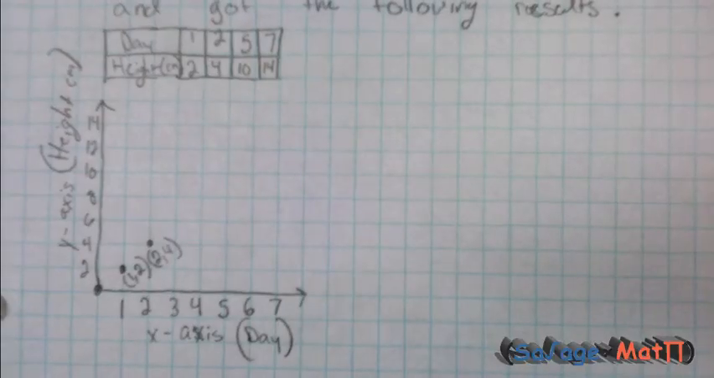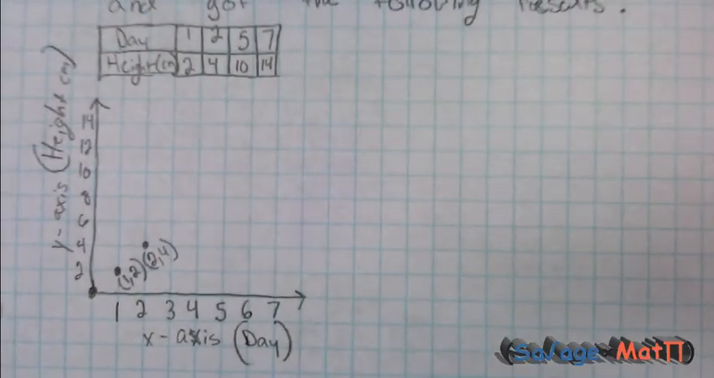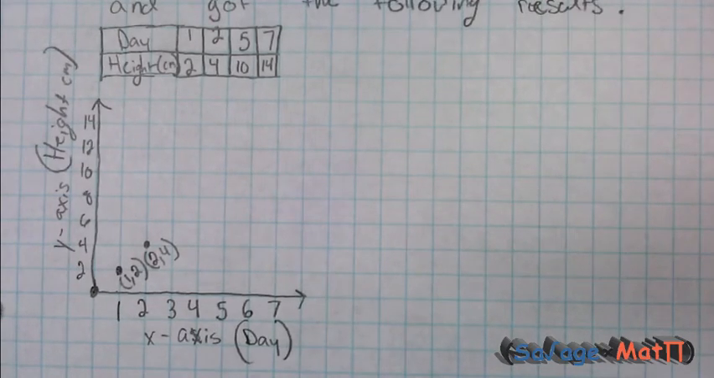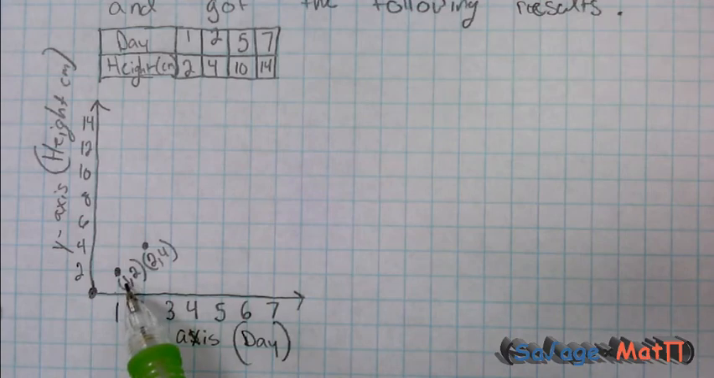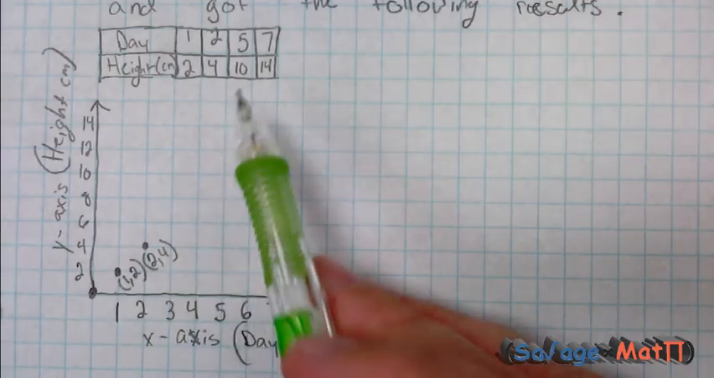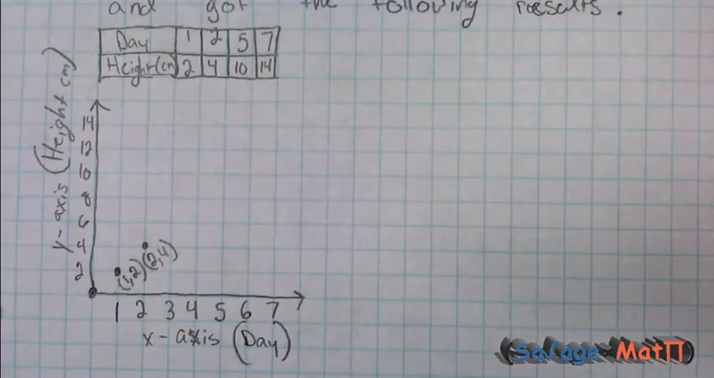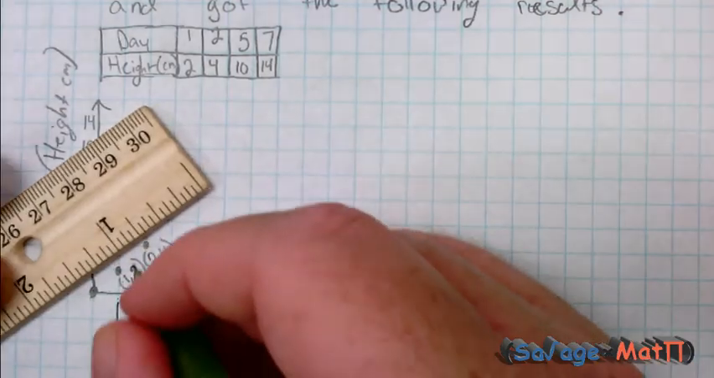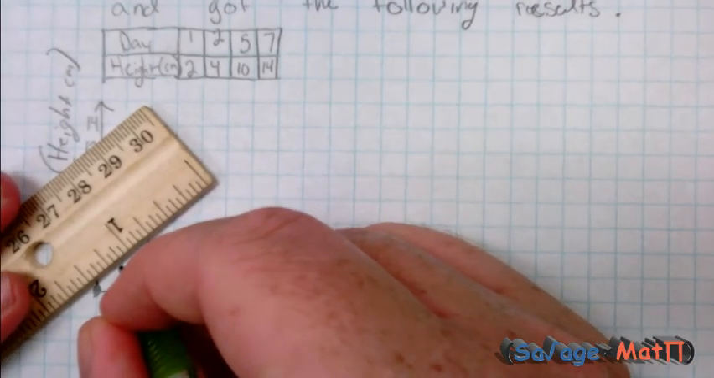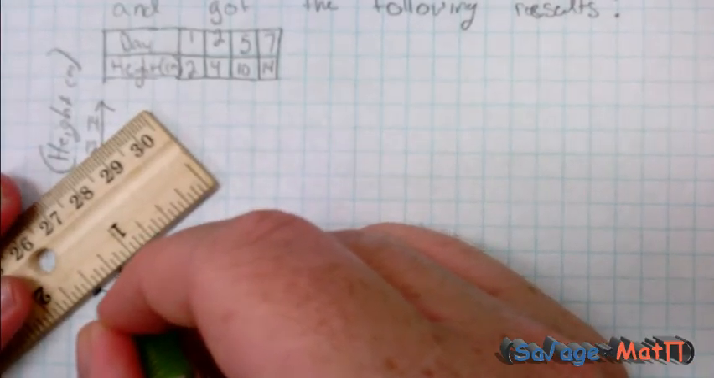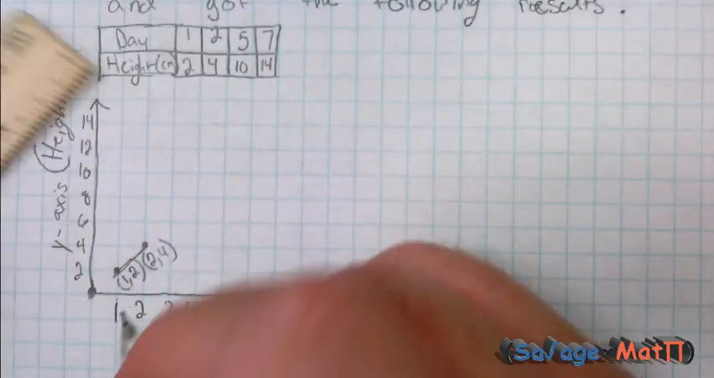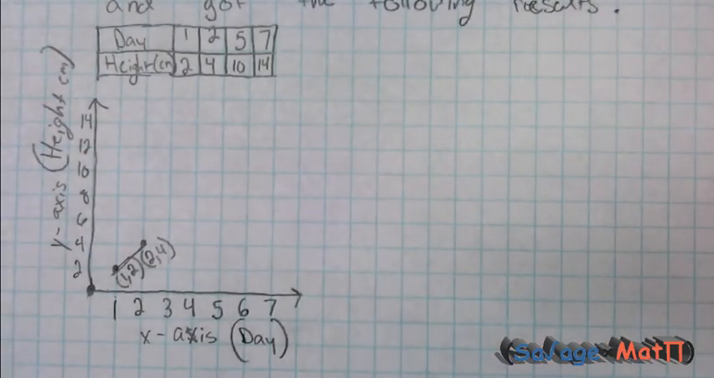So what I need you guys to go ahead and do is graph the rest of the other 2 points. And then after you graph it, you're going to need to get a ruler, and we're going to go ahead and connect the points. So I'll connect the first 2. And what I would like you guys to do is pause the video, plot the last 2 and connect them, and then restart the video.